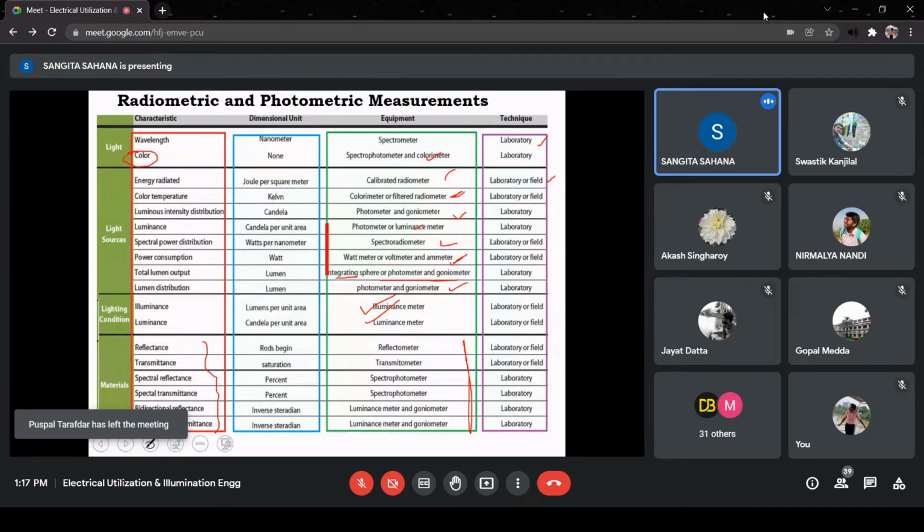Like that. Another one is, okay, this one is laboratory or field. So if you want to measure the light level of any room, of course, you have to do the measurement in that room. If you want to do the measurement of any street lighting, you have to do the measurement on the street itself. So that's why you have to do the measurement either in lab or field, like that. Okay.